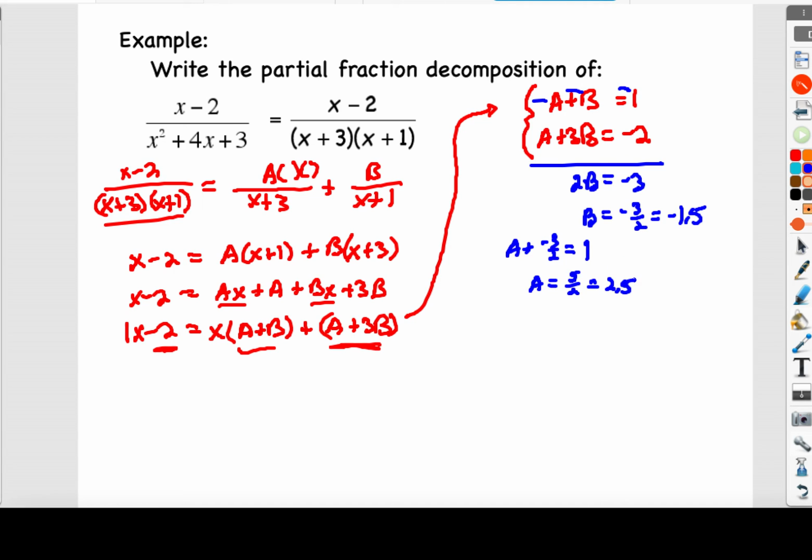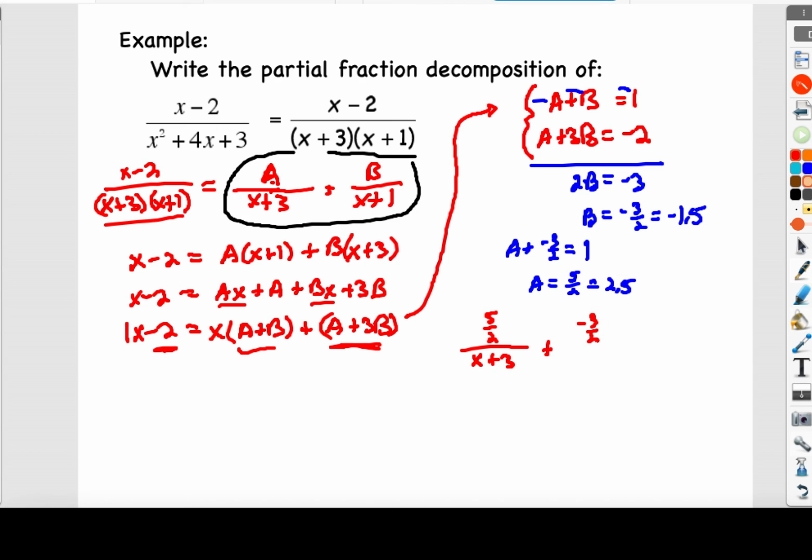So our final answer then, I'm going to go back to my fractions that I had set up here, just without those extra parentheses in there. So let's go back and fix that real quick. It was A over x plus 3 and B over x plus 1. So basically 5 halves divided by x plus 3 plus negative 3 halves divided by x plus 1.